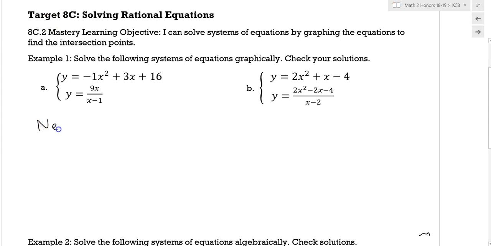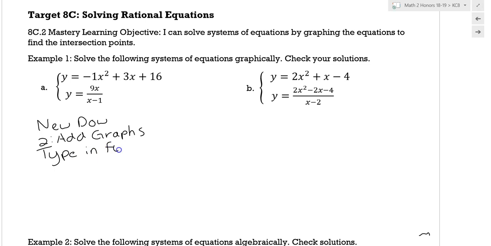So, new doc, and then 2, add graphs. Type in graph, or type in function, let's say, or equation. So we did that. The next thing is the tab button. Hit the tab button to type again.